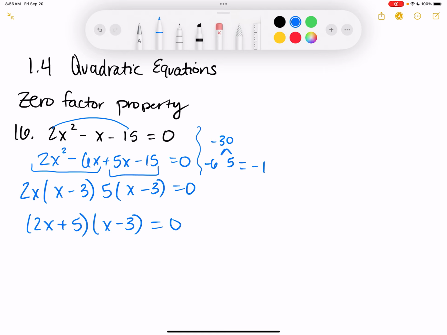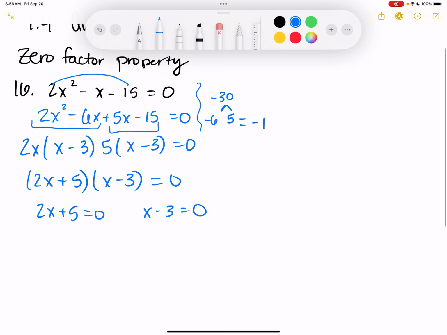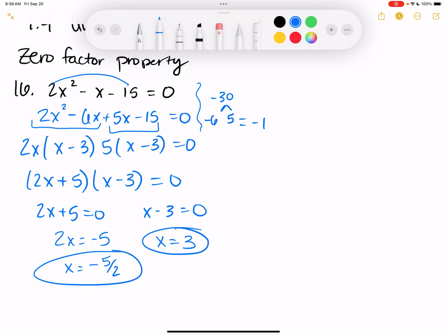So 2x plus 5 equals 0. x minus 3 equals 0. So now we solve each of the pieces for x and we'll have two separate answers. If we had 3 factors, we would have 3 answers, so on and so forth. So 2x equals -5, divided by 2. x equals -5 over 2. Over here, x equals 3. So our two answers are -5/2 and 3.